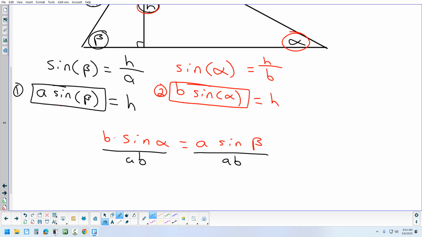When you divide each side by AB, that cancels the b's, and we're left with sine of alpha over A equals sine of beta over B. And that's the first two parts of the law of sines. Sine of alpha over A equals sine beta over B.